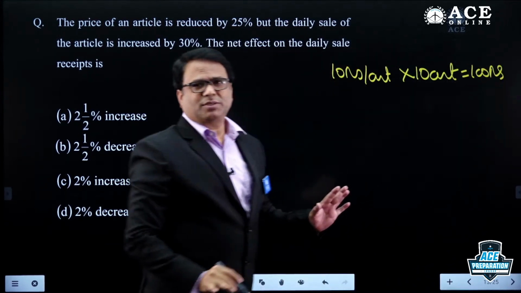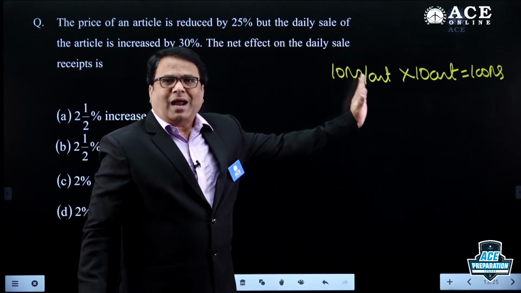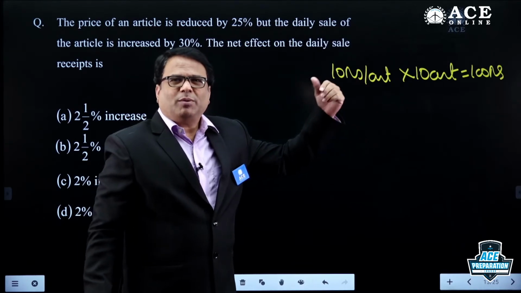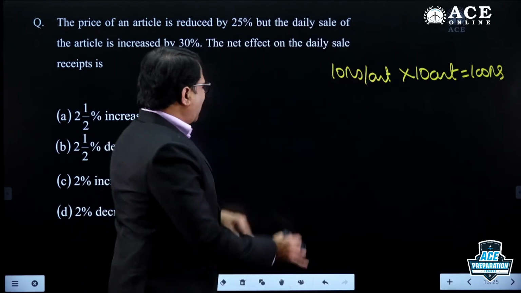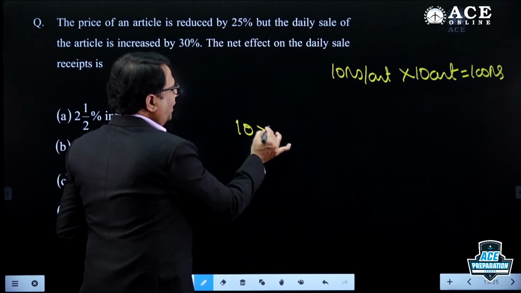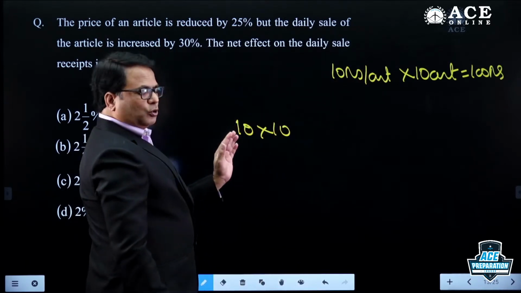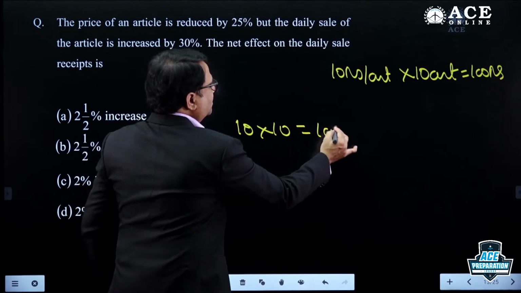This is my assumption. Okay? The price of each article is 10 rupees and the number of articles sold in a day is 10. Then what will be the collection for that day? 100 rupees. So I simply write 10 into 10. I have written this just for your understanding. But when you do the calculation, you can simply write 10 into 10, 100 rupees.